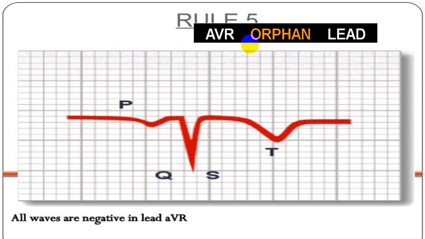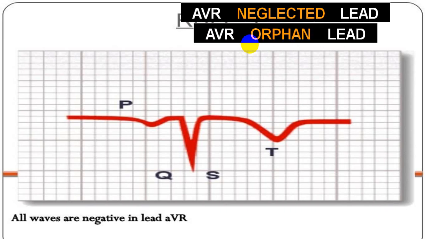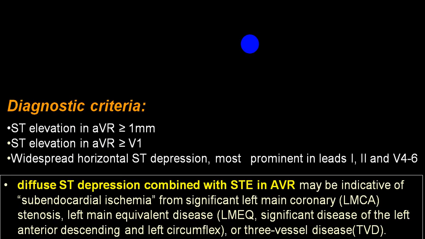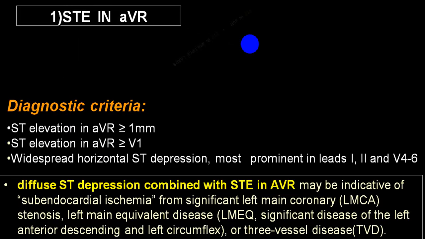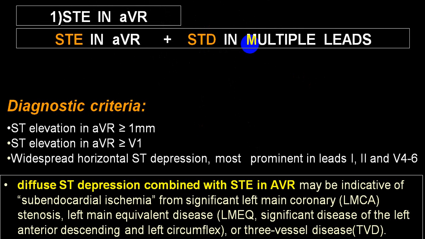aVR is always inverted: the P wave is inverted, the ST segment is inverted, the T wave is inverted. We always call aVR an orphan lead, or neglected lead, or forgotten lead. And this becomes an ST elevation criterion.